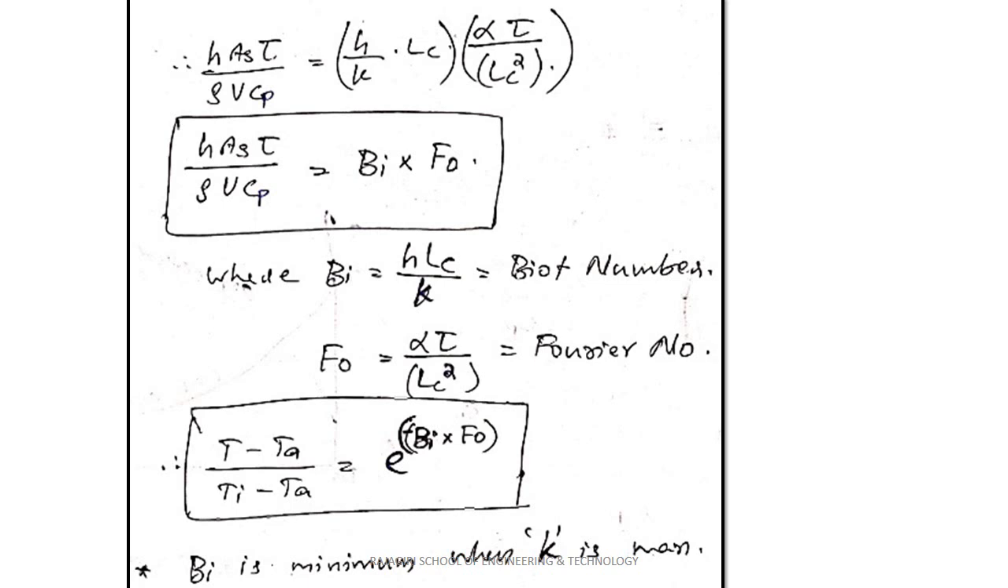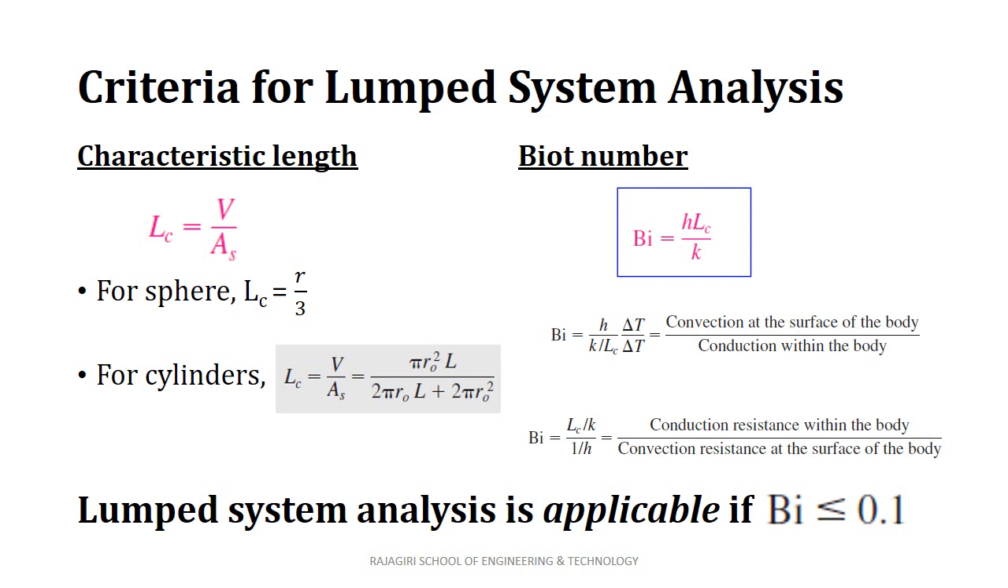Now, the dimensionless temperature term (T minus T_infinity) divided by (Ti minus T_infinity) will be equal to exponential of minus Biot number into Fourier number. So it is evident that from the equation of Biot number, if the thermal conductivity of the body is large, which is our major simplification at the beginning, then the Biot number is a minimum value. So the lumped system analysis is applicable only if the Biot number is less than or equal to 0.1.